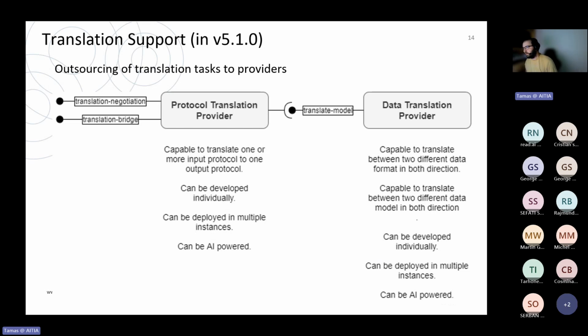And the same is true for the data translation provider. The service is always the same, but under the hood, it can translate between data format and model A to B or C to D. It does not matter. It will be able to provide its service the same way.